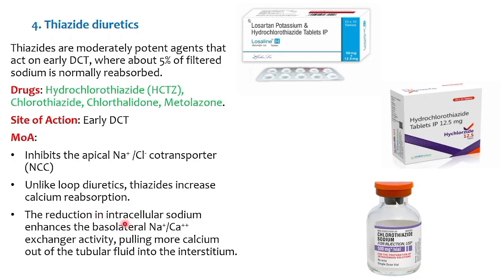So the reduction in intracellular sodium enhances the basolateral sodium calcium exchange activity, pulling more calcium out of the tubular fluid into the interstitium. I've explained. So what happens is these drugs inhibit this co-transporter, and when you inhibit this co-transporter, there will be low sodium in the early DCT cell. So the low sodium in the cell will activate this exchanger. How? This exchanger will bring sodium into the cell and take more calcium to the blood. So that's why we always have calcium retention when using these drugs.